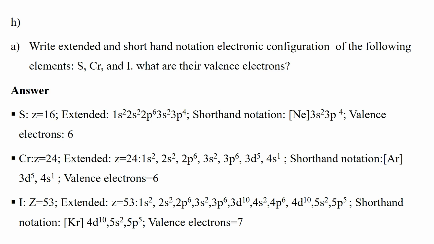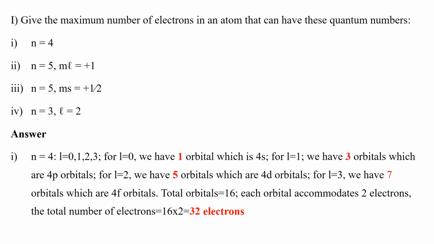Give the maximum number of electrons in an atom that can have these quantum numbers: n is equal to 4; n is equal to 5 and m is equal to 1; n is equal to 5 and ms is equal to 1 over 2; n is equal to 3 and l is equal to 2. Then we need to give the maximum number of electrons. Let's start with n is equal to 4.